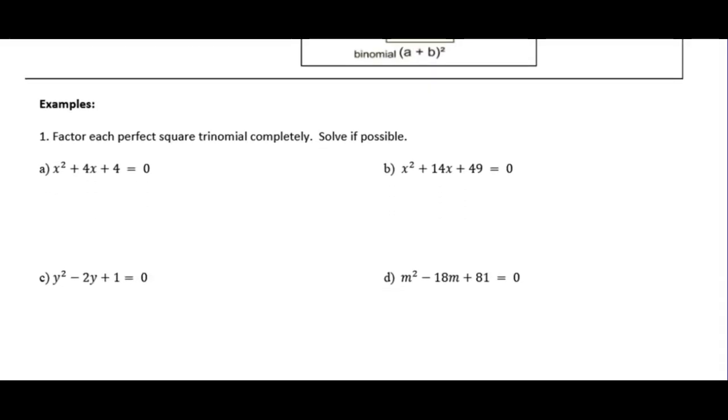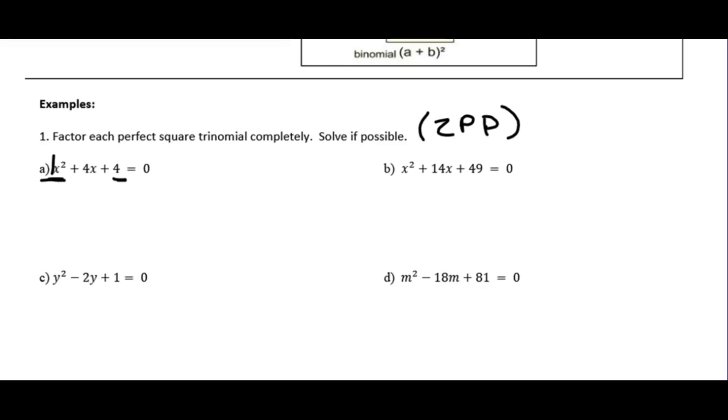We are going to factor them, and we're also going to solve them using our zero product property, which we did back on day 2 of our unit. Looking at my first term, it is a perfect square because 1 times 1 is 1. My last term is a perfect square because 2 times 2 is 4. And my middle is twice their product, because 2 times 1 times 2 is 4.